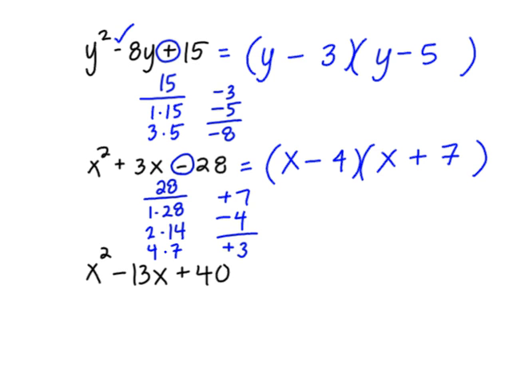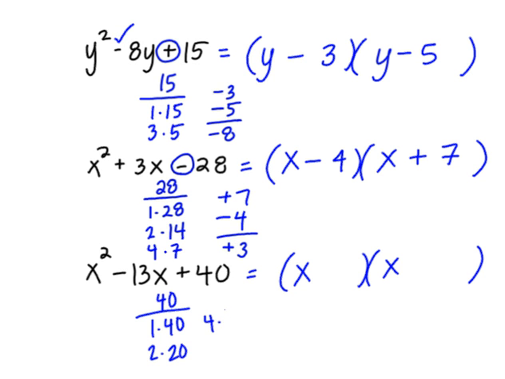My next one is x squared minus 13x plus 40. My factors of x squared would be x times x, and my factors of 40 are 1 and 40, 2 and 20, 4 and 10, and 5 and 8. Of this group, I'm looking to see what adds to give me 13. Well, the group that adds to give me 13 would be 5 times 8.